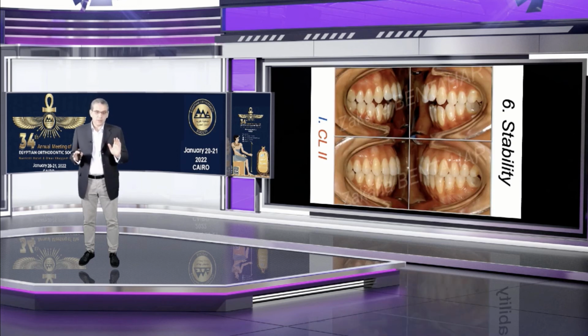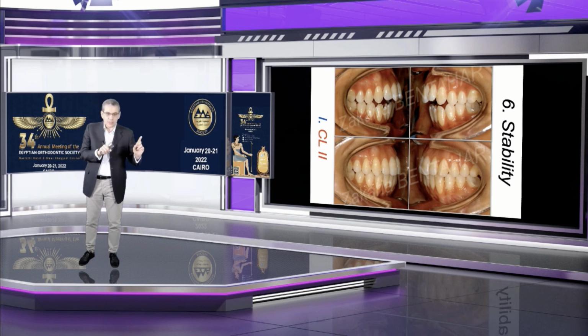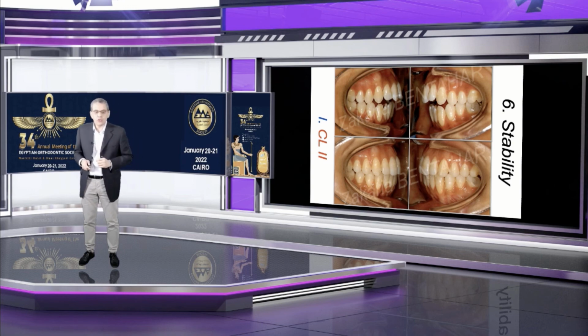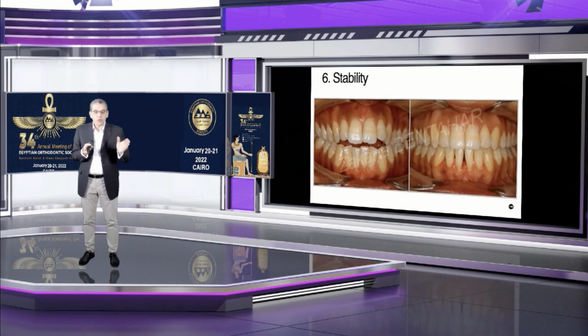So we corrected the occlusion, and here you have the occlusion after correction, 1 year after correction. The occlusion is stable. Why is the occlusion stable? Before and after, you have the occlusion, stable 1 year after. But the occlusion is stable because we did surgery.